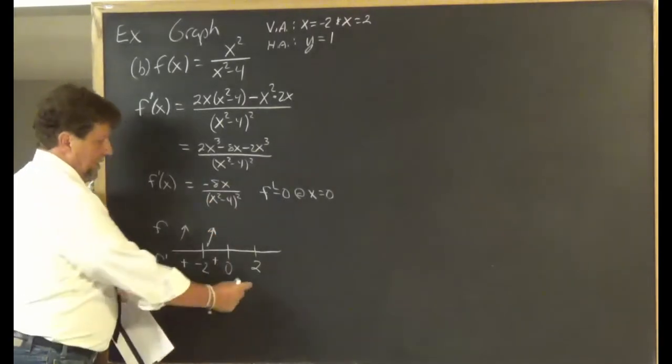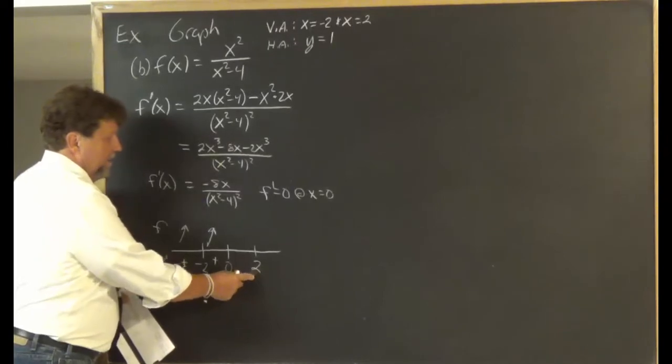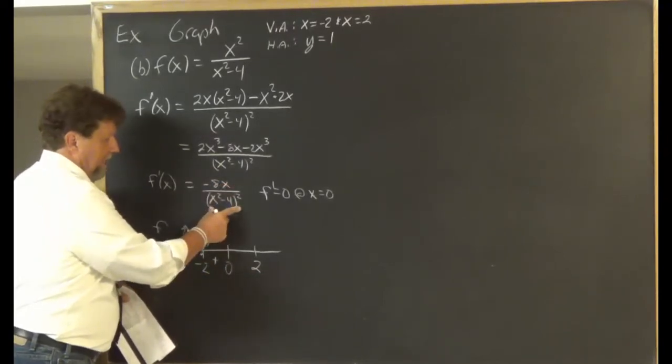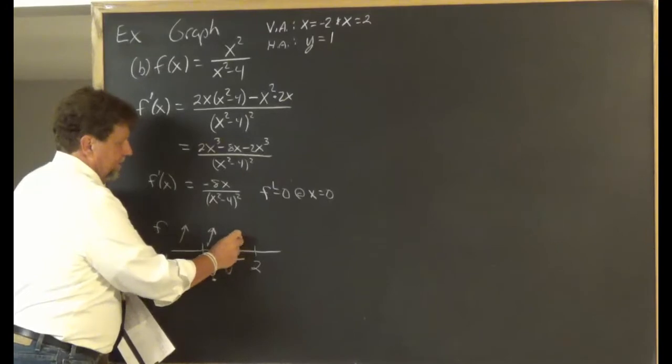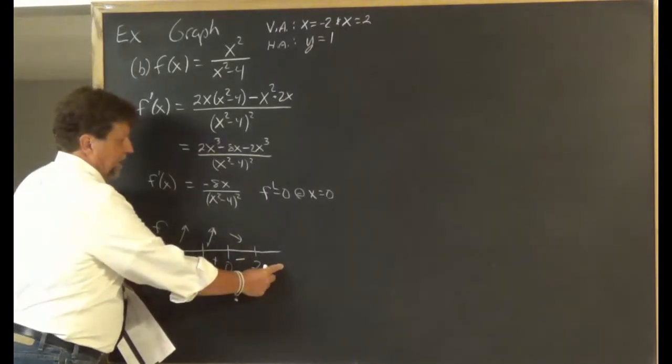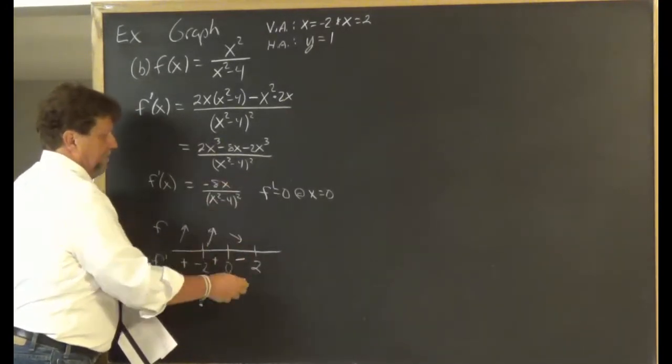It's positive. Pick a number in here, say 1. You'd have a negative divided by a positive. That's negative. And out here I'd pick 3. You'd have negative divided by a positive.